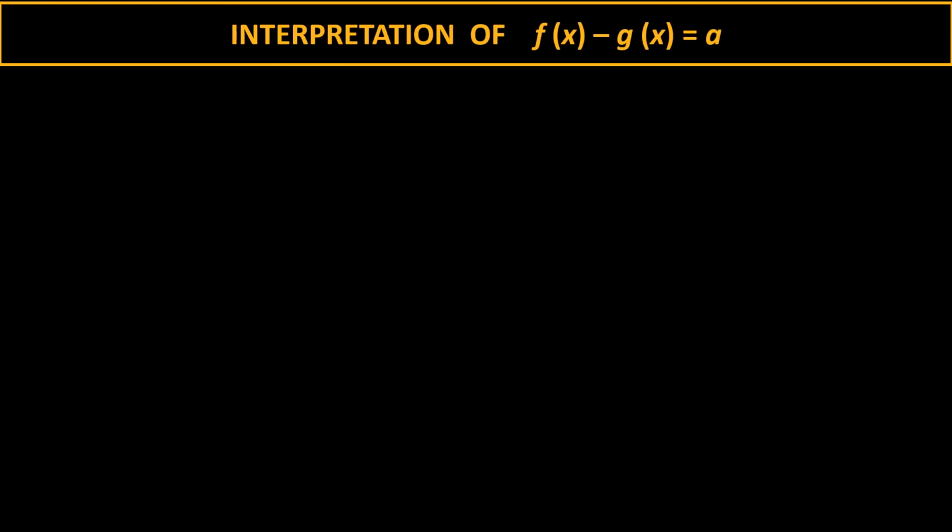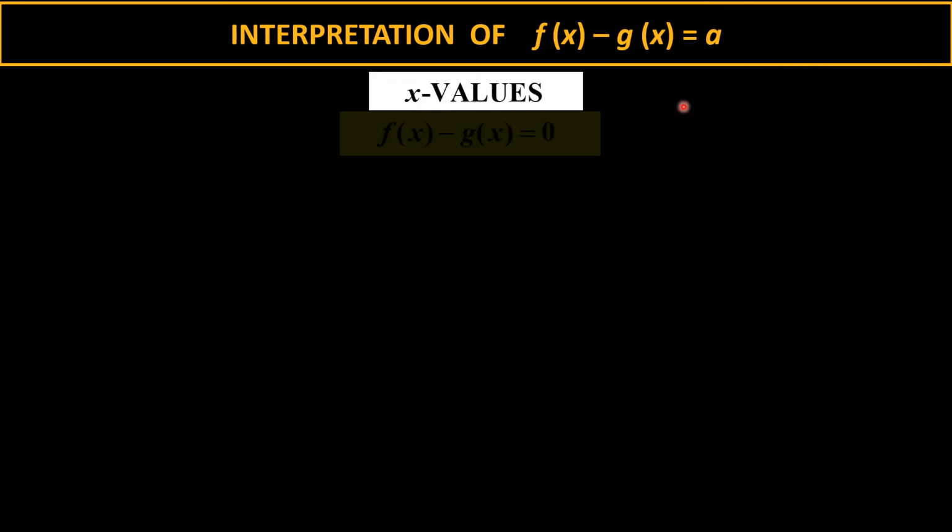Now let's look at the interpretation of f(x) minus g(x) equal to a. Again here we want x values. First of all we look at the case where a is 0, and then we look at the case where a is some positive integral value. You can also take negative values, but you're going to concentrate on the positive values at this stage. So if I take f(x) minus g(x) equal to 0, what does this actually mean?